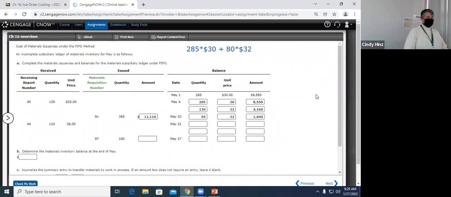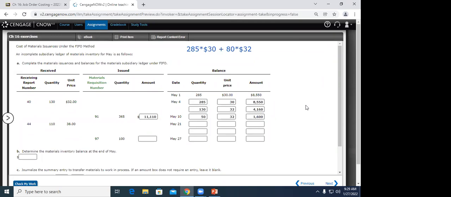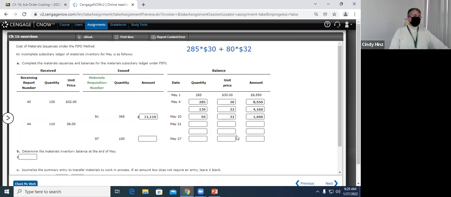That is it. Thanks, Madison. So it went to work in process. We physically moved the materials out of the storeroom and out onto the shop floor so they can be worked on, incorporated into the product that we're making. And in our accounting records, we moved it out of this materials inventory and into work in process. That's exactly what happened to it. Does that make sense?